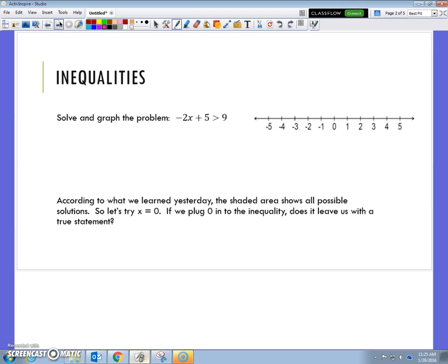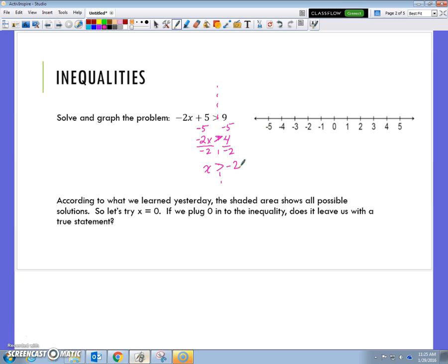Negative 2x plus 5 is greater than 9. Since we're getting pretty good at these, let's go ahead and solve it like a two-step equation. I see an addition of 5, so I'm going to use subtraction. Negative 2x is greater than 4. And I continue on. I divide both sides by negative 2 because I see that negative 2 is being multiplied by x. So I know that x is greater than negative 2.